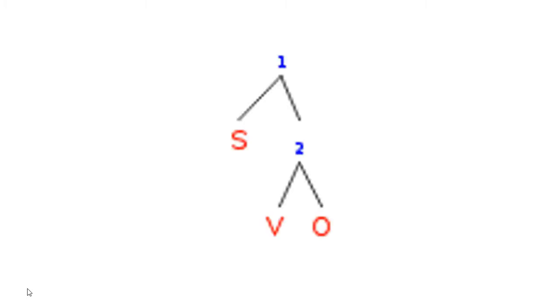So if you're going to use this theory to make a syntax tree of an SVO sentence, it'll look like this. So you've got the V and the O as one constituent, and the S is joined onto the side.